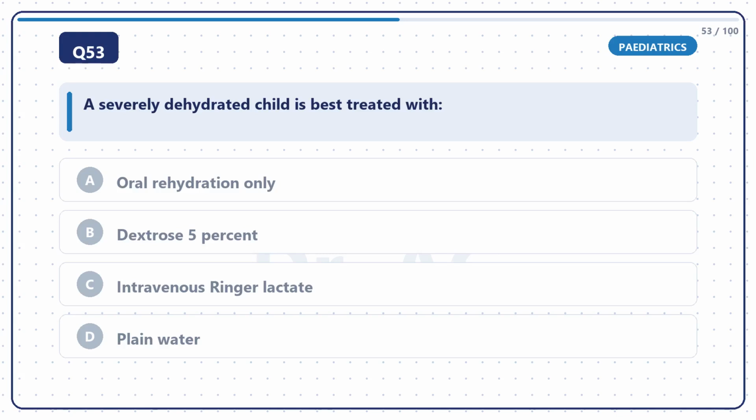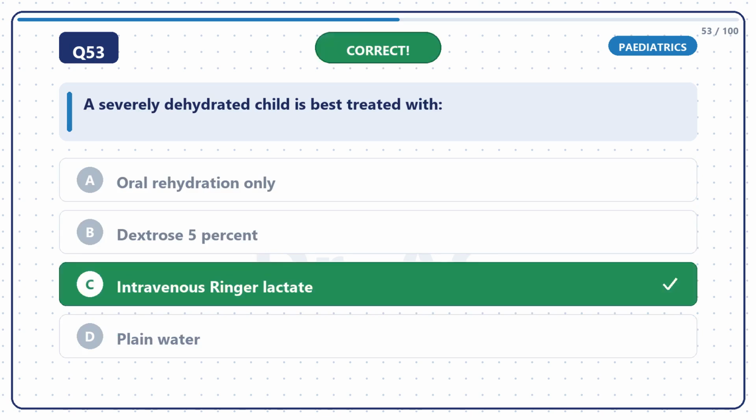Question 53. A severely dehydrated child is best treated with option A, oral rehydration only. Option B, dextrose 5%. Option C, intravenous ringer lactate. Option D, plain water. The correct answer is option C, intravenous ringer lactate.